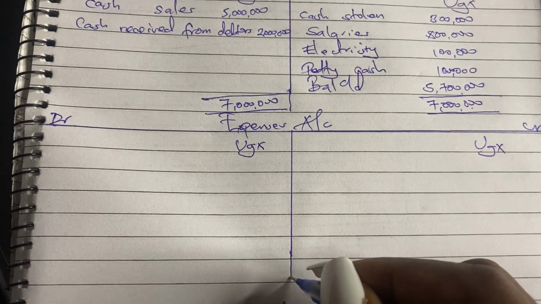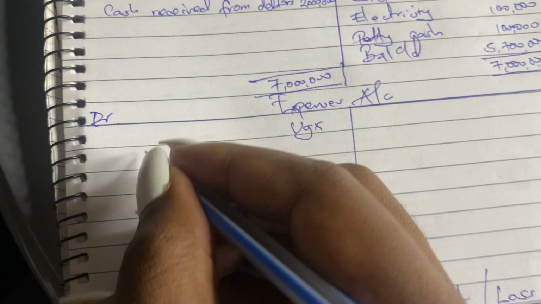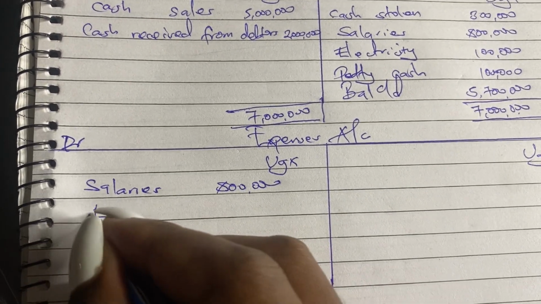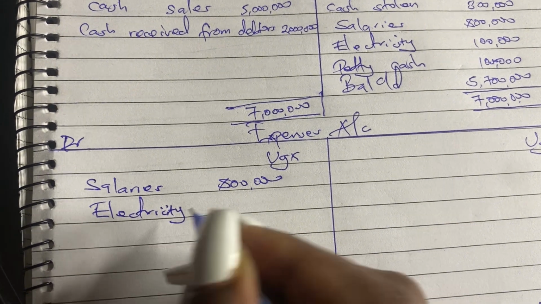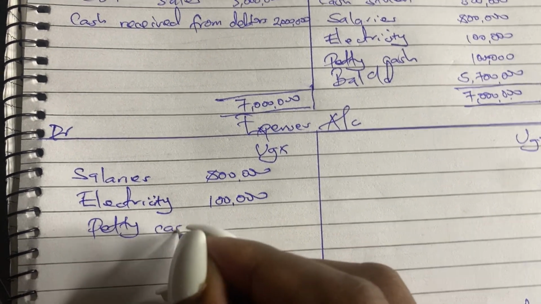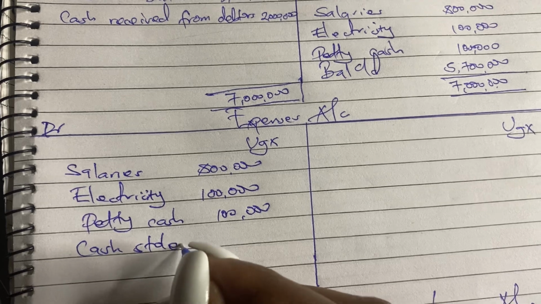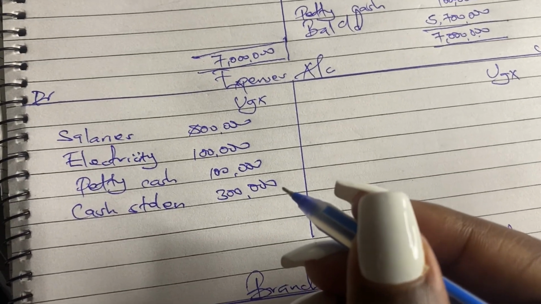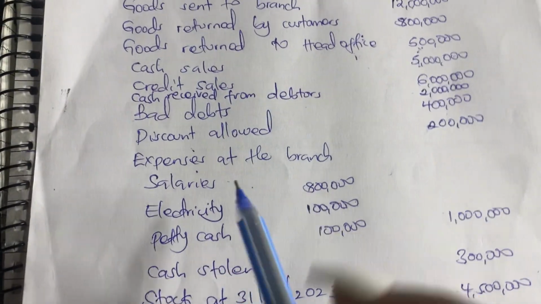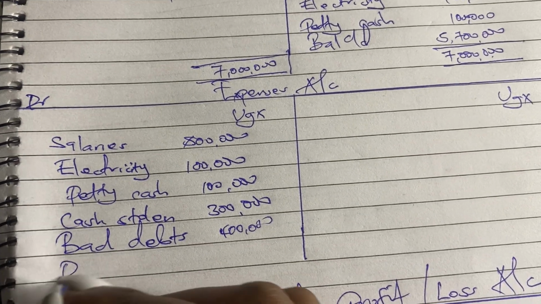Then the expenses account, we only put on the debit side. So we record all the expenses. We have salaries of 800,000. We have electricity of 100,000. We have petty cash of 100,000. We have cash stolen of 300,000, and then we have bad debts of 400,000, then also discount allowed.